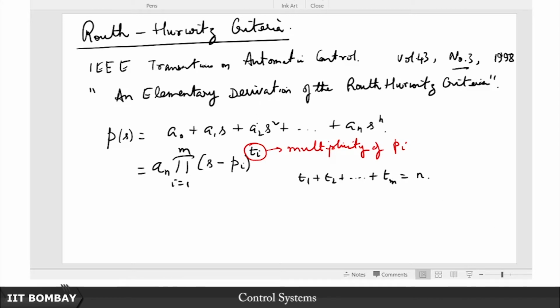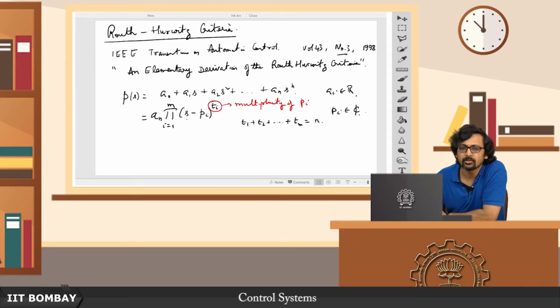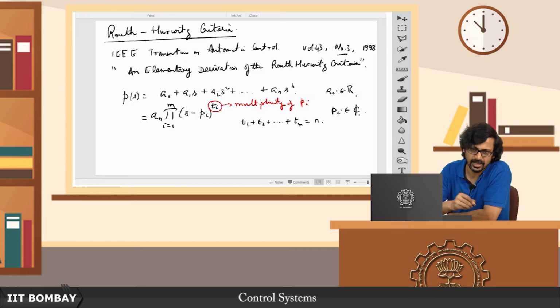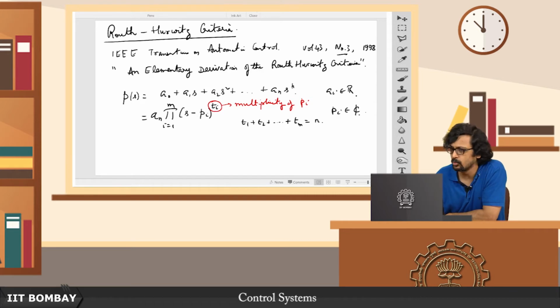So, over the complex field, even if these coefficients ai are real, the roots of this polynomial can be complex numbers. So, if you admit such factorization over the field of complex numbers, where pi is a complex number, then you can write it in this form, and of course then the total number of zeros or roots of this polynomial must be equal to n. That is the fundamental theorem of algebra. So, the total number of roots are n.